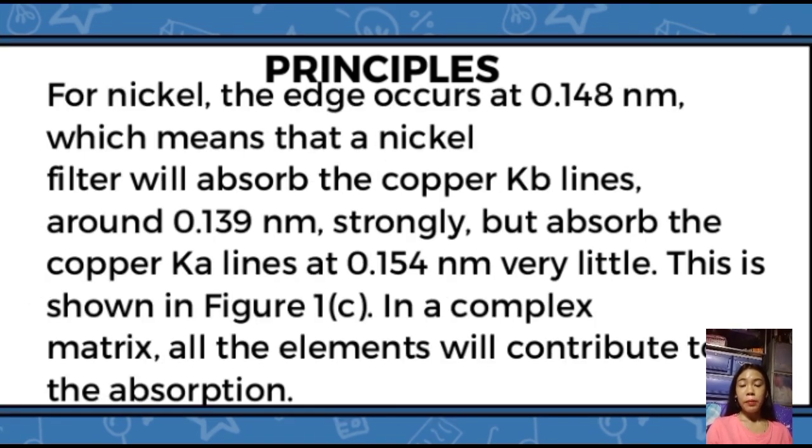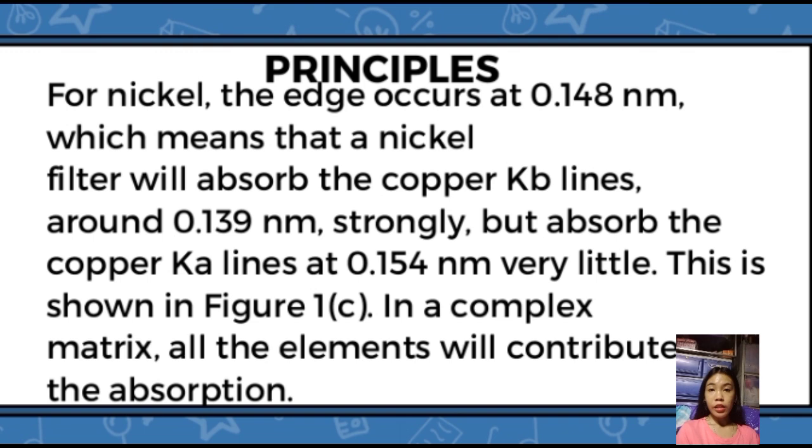Next is the example of nickel. For nickel, the K-edge absorption occurs at 0.148, indicating that a nickel filter effectively absorbs X-rays from copper's Kβ lines, which is 0.139, while minimally affecting the Kα line at 0.154. This differential absorption is crucial for selecting appropriate filters in X-ray applications.